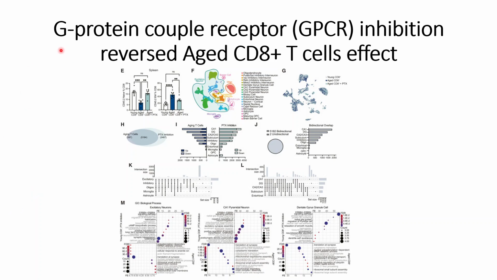In this video, we will continue our discussion about how G protein coupled receptor inhibition reversed the CD8 plus T cells effect. The panel in the figure shows that when G protein coupled receptor inhibition using PTX is done, the naive CD8 plus population in the aged CD8 plus T cells alone, which had been suppressed, is rescued again, and it is similar to the young CD8 plus T cells treatment.